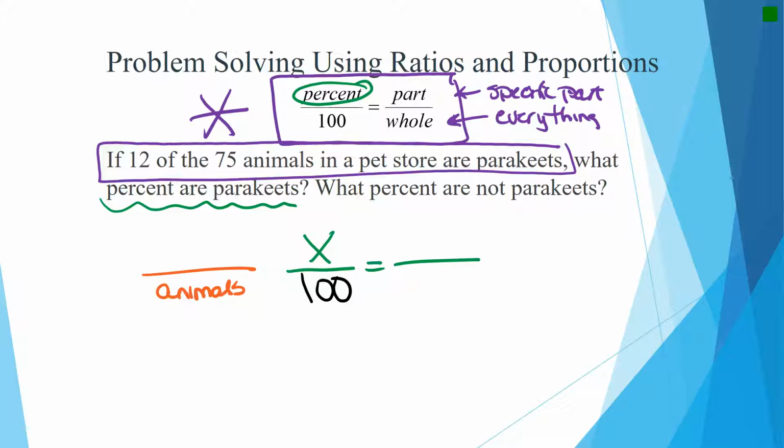Which of these two numbers, the 12 or the 75, represents, why did I put part up here? That was supposed to be parakeet. What a goober.